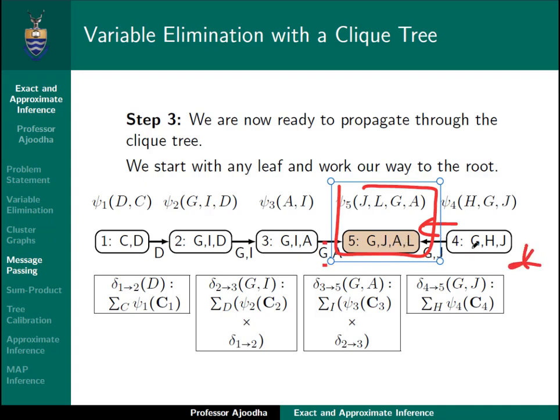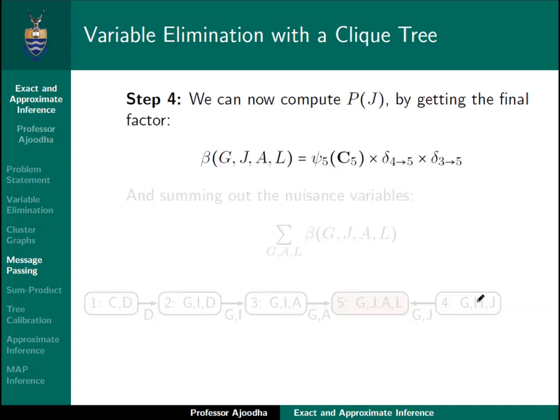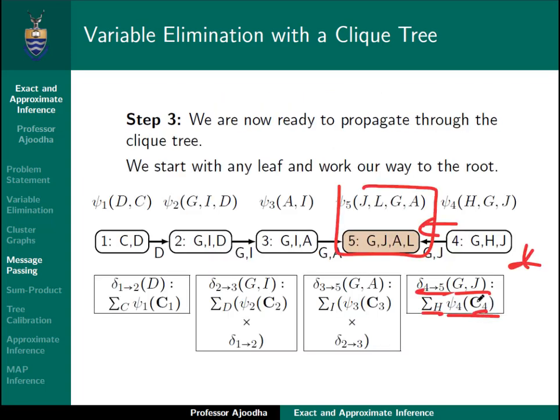So let's now go to 4 and compute the message from 4 to 5, using G to Gj. We're going to sum out over H for the initial potential of the fourth cluster, and the scope of the fourth cluster, which is C4. And so we do it, and we end up in our last step. Now all of the messages have been passed to the root. So this has passed, this has passed, this has passed, this has passed. So now we are here.